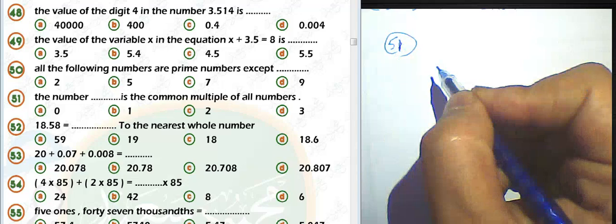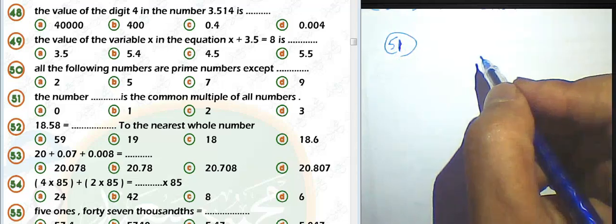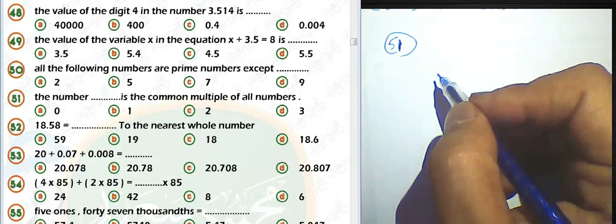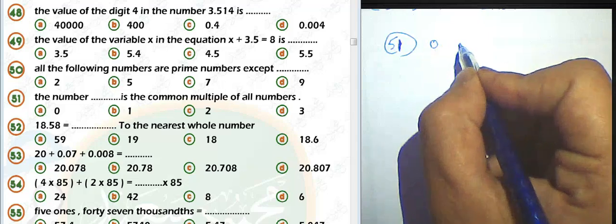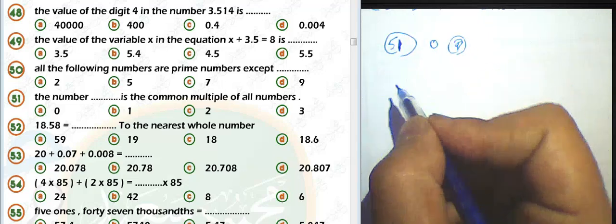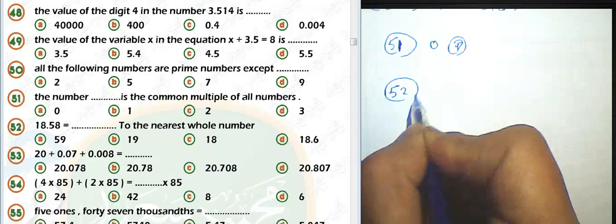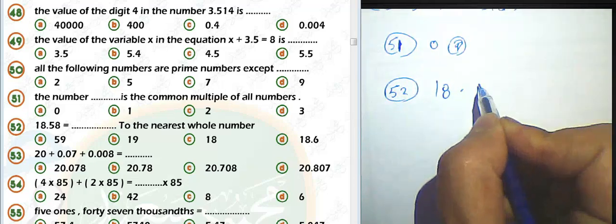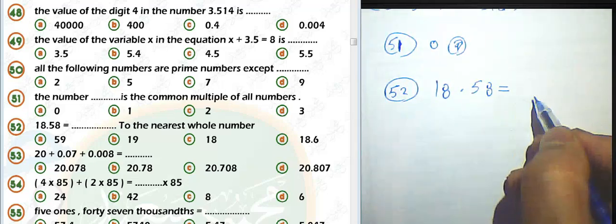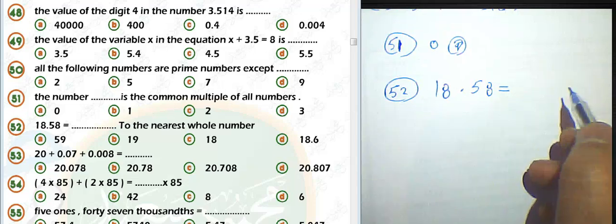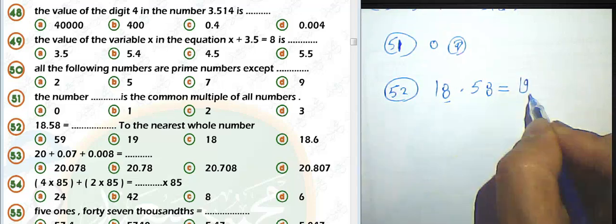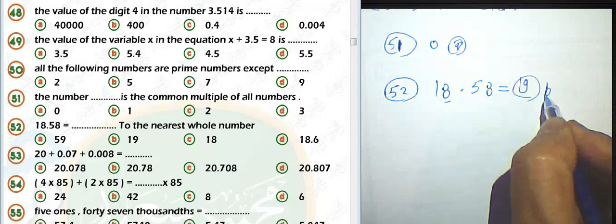Question 51. The number space is a common multiple for the number 0. Okay, letter A about 51. Question 52, 18.58 equals space to the nearest whole number, it will be 19. We must choose letter B.